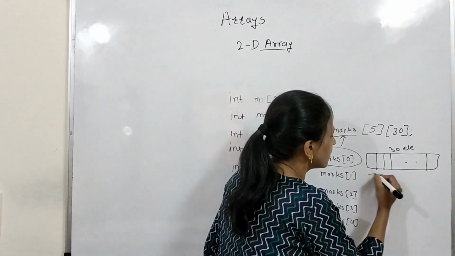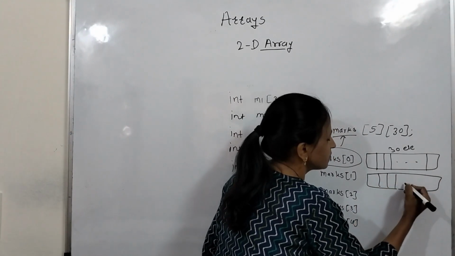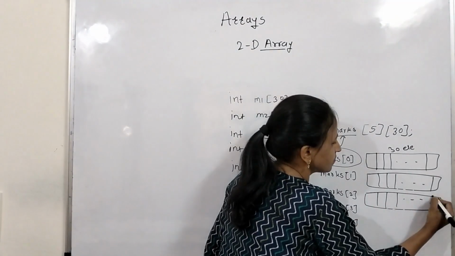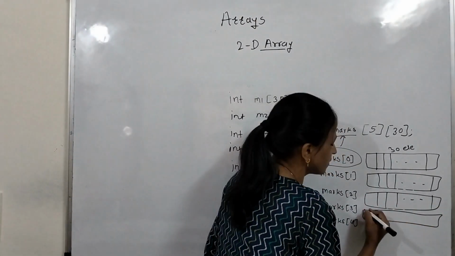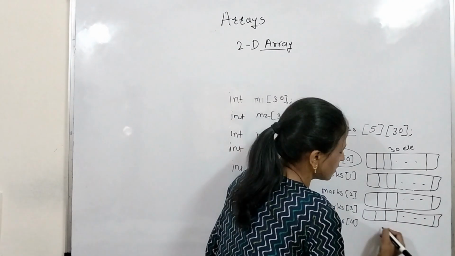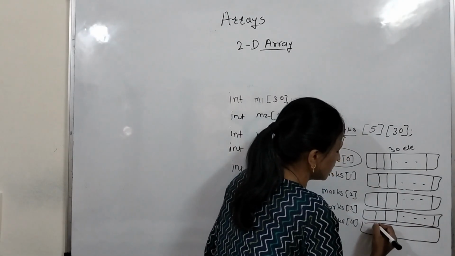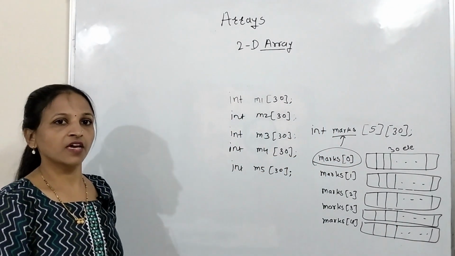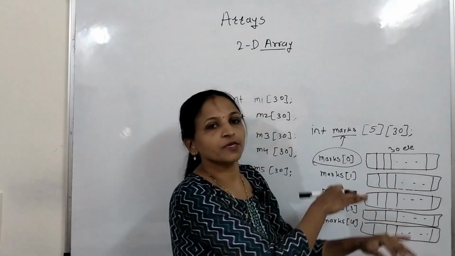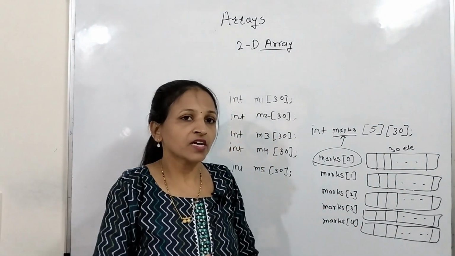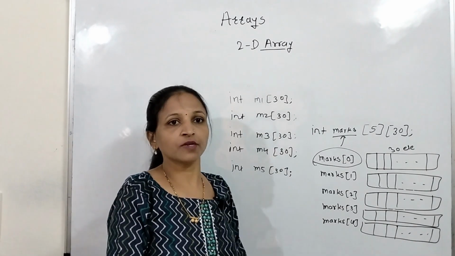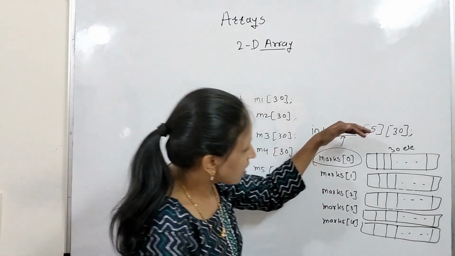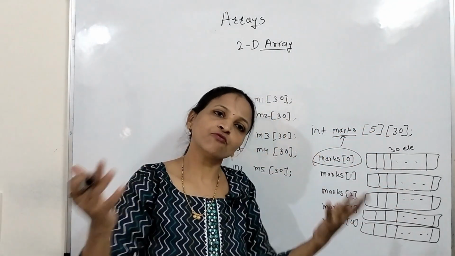Then the second element will again have 30 elements in it. The third array will have again 30 elements in it. The fourth one again, same thing, 30 elements in it, and the fifth one again will have 30 elements in it. Getting it? In this way we can group together multiple arrays, just like we are creating a one-dimensional array of type integer. We can group together multiple integers and form one array. In the same way we can group together multiple arrays and form an array.